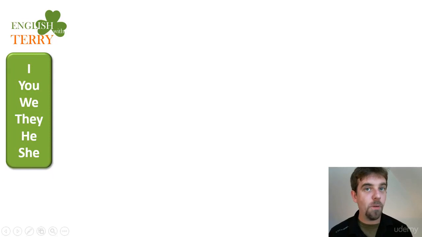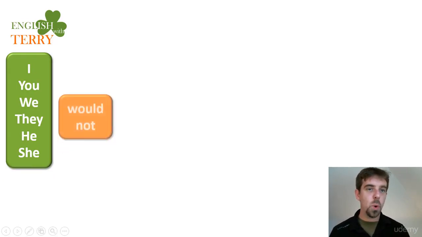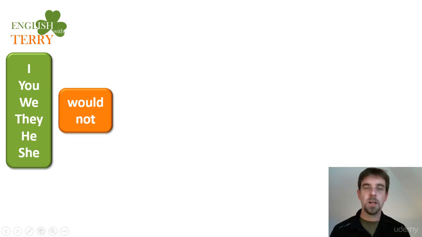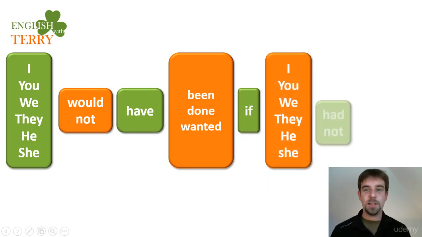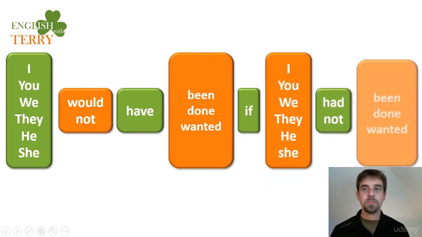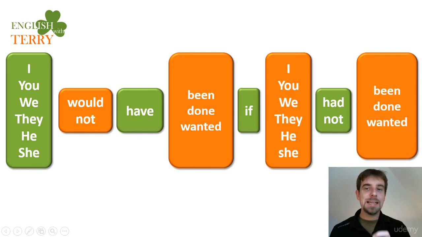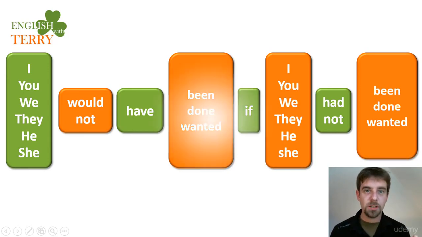So let's talk about the form, the basic elements. We've got I, you, we, they, he, she. Now, if it's the negative with would, we use would not. Would is a modal verb using not in the negative. Would not have, past participle, if I, we, they had not, past participle, right? So the had and would both use the word not in the negative. So this is important for our pronunciation.